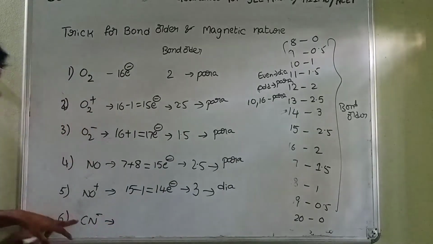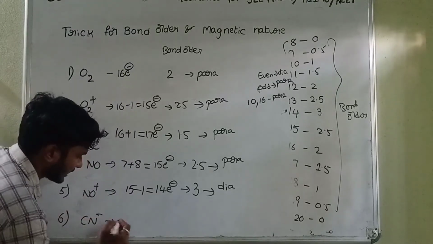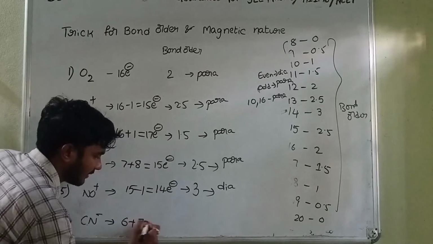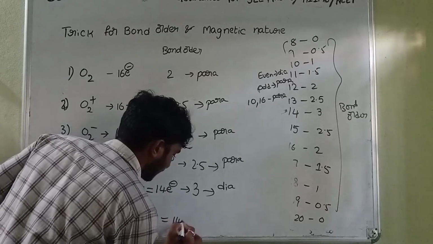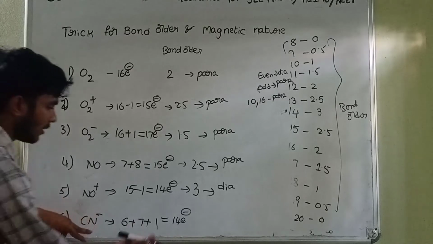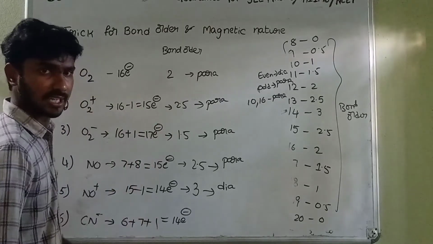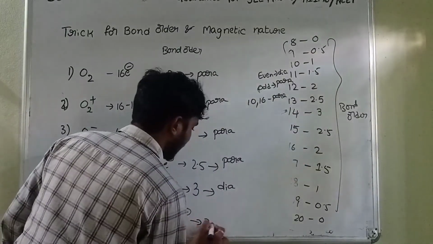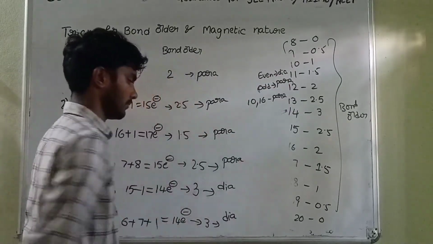Now we will see CN minus. C means carbon 6, N means nitrogen 7, and the minus charge means we are adding 1 electron. So the total is 14 electrons. 14 electrons means bond order 3, and it is an even number, so it shows diamagnetic nature.